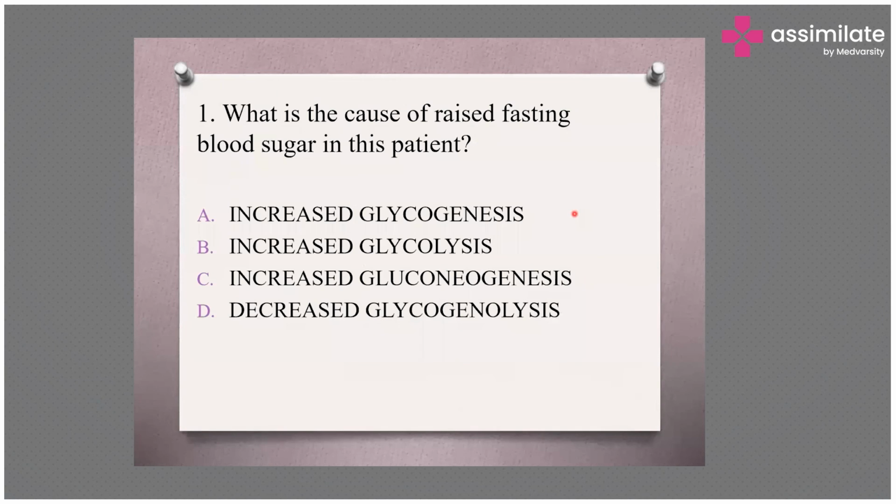Now let me come to the first question again. So now that your concepts are cleared, can I have the right answer, please? Like, what is the cause of raised fasting blood sugar in this patient? So in the fasting state, what is normally happening that will not happen now because of the insulin action defect? Please select your answer.